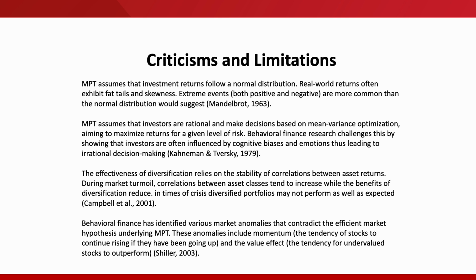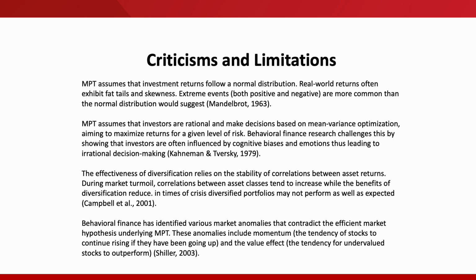A further limitation of MPT is its reliance on stable correlations between asset returns for effective diversification. During periods of market turmoil, correlations between asset classes tend to increase, diminishing the benefits of diversification. This means that in times of crisis, a diversified portfolio may not provide the level of protection that MPT suggests. While diversification can reduce unsystematic risk, it cannot eliminate systematic risk, which affects all investments.